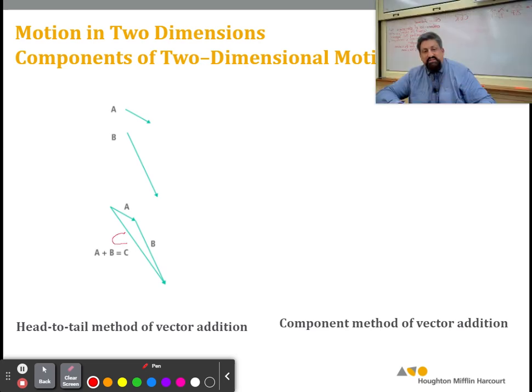This is vector C, right? They form a triangle. When you add two vectors together, the third vector is the one that goes from the tail of the first vector to the head of the second vector, vector C.